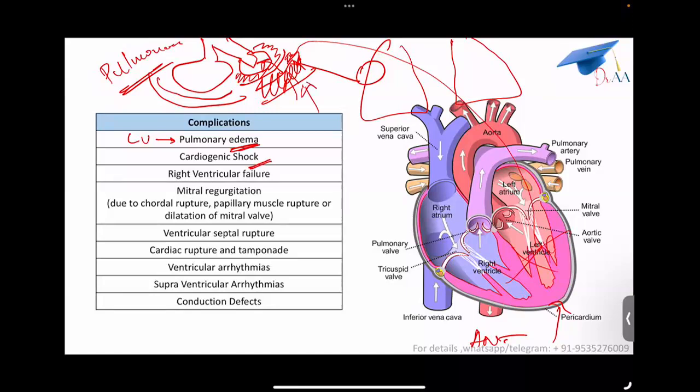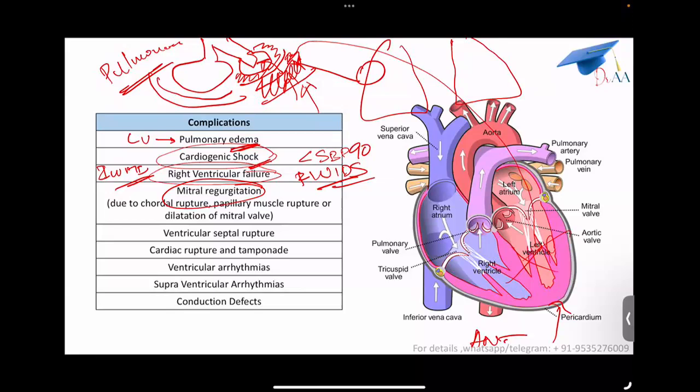Anterior wall MI, left ventricular failure, and the failure is so severe that it is not able to pump enough blood to maintain the blood pressure. Then we call it shock. Shock, basically a very vague term, is systolic blood pressure less than 90. Right ventricular failure, we have already discussed, which is seen in inferior wall MI. We have already discussed: give fluids, remember, give fluids and don't start inotropes in this.